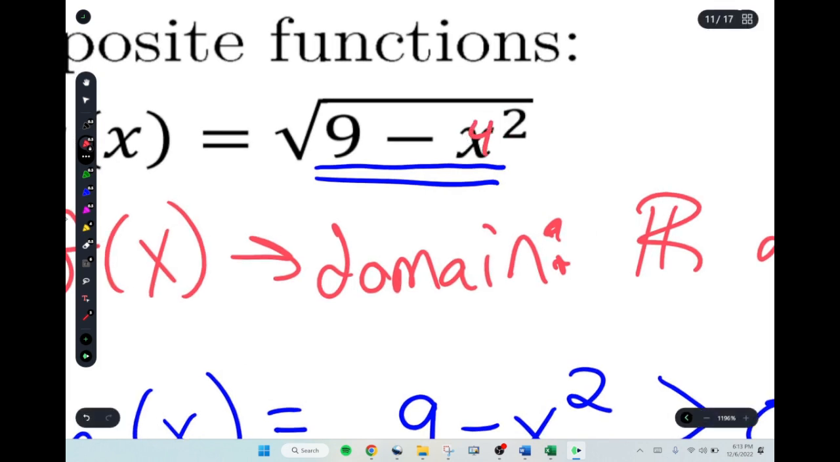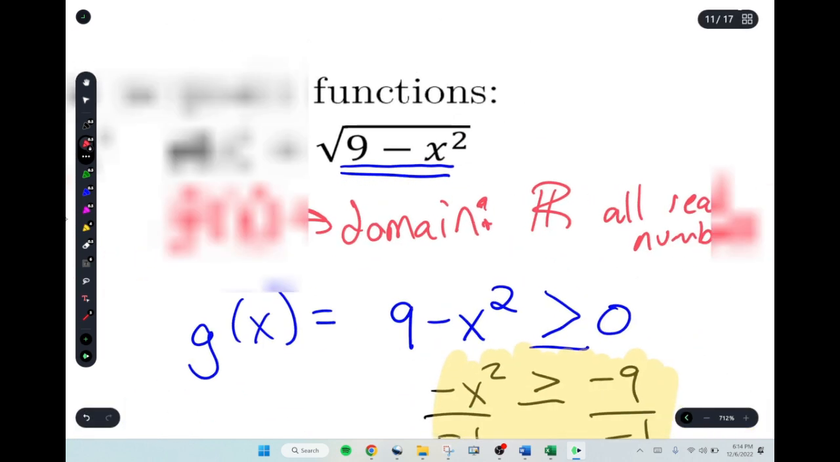Can x be 4? No, that'd be 9 minus 16. Can x be negative 4? Yes. No. 9 plus 16 is 25. It wouldn't be plus, though. What's negative 4 squared? That's 16. 9 minus 16.